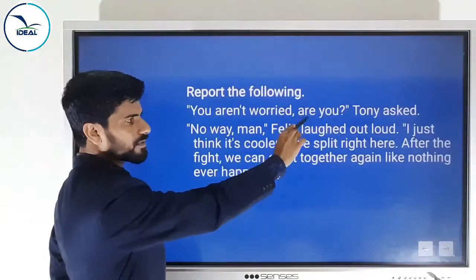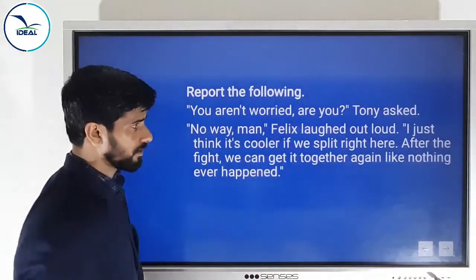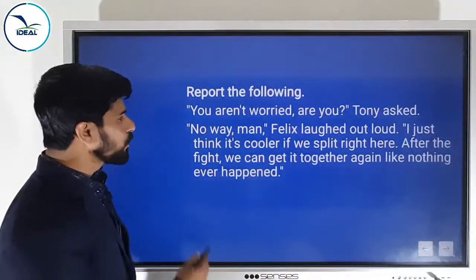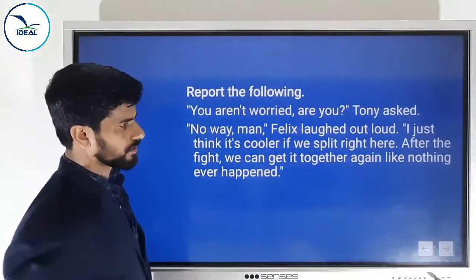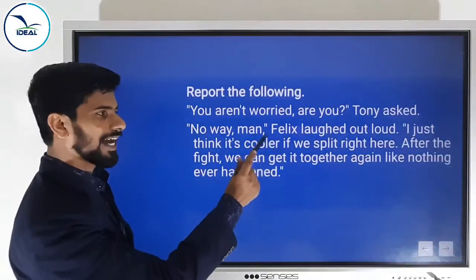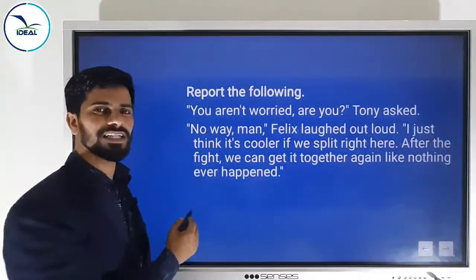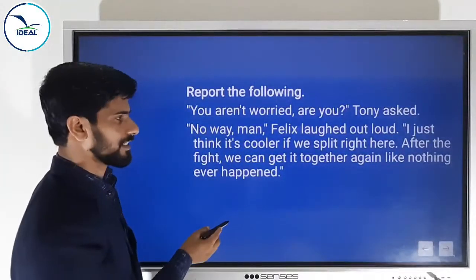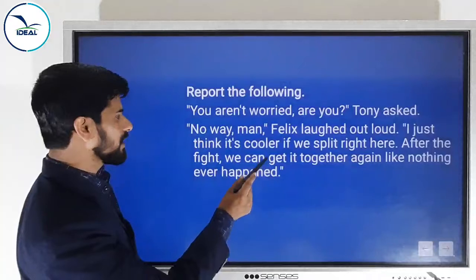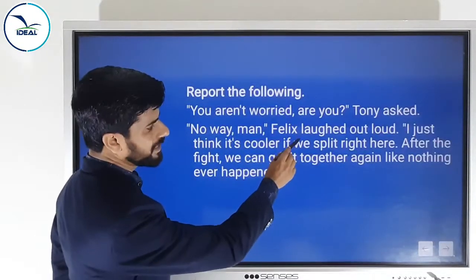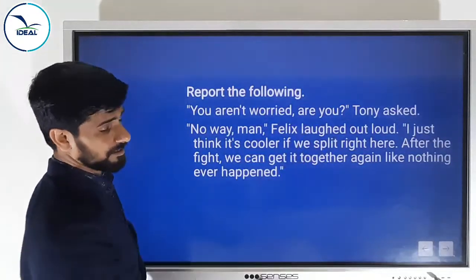So this negative comes when you add or not there. Okay, so if he was worried or not. No way, man, Felix laughed out loud. Felix laughed out and said that and denied. No way, man. So you can write and denied, laughed and denied, and added that he just thought it was cooler if they split right there.